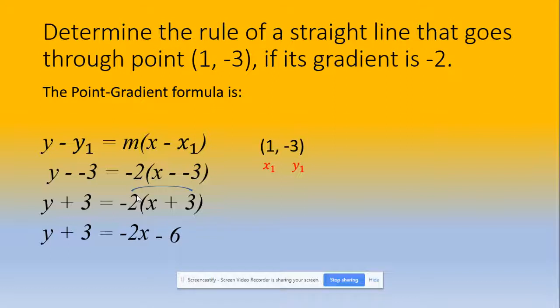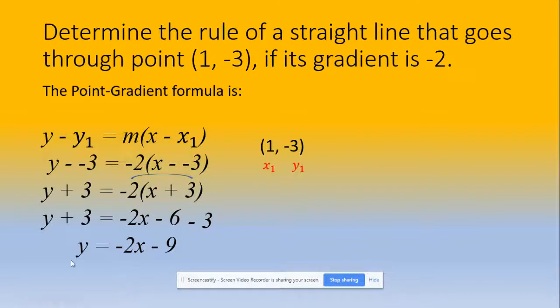Okay, all good. Now, we are trying to get our rule to be y equals mx plus c. So we want our y on its own, and we want our x over here, and our numbers on the other side. So we've got to take that 3 and move it to the other side. But when you do that, to take that 3 from the left side so that we can remove it there, we have to take 3 on this side as well. So basically, we've now got -2x, take 6, take 3. Let's simplify that. So -6 take 3 will give us -9. So now we've got y is equal to -2x, take 9.